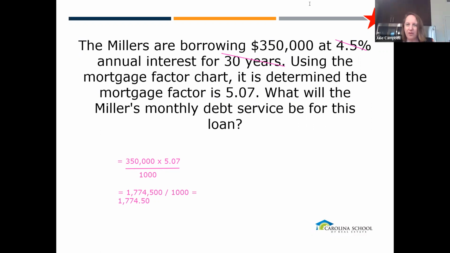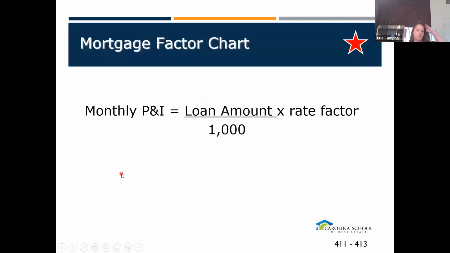Can I erase this? Everybody good? Speak now. I did have a request. Go back and look at the formula again. So there's that. Just the loan amount times the rate factor divided by 1,000. Put it on a flashcard. Write it down 100 times. Whatever you got to do to get that. Loan amount times the rate factor divided by 1,000. Questions?